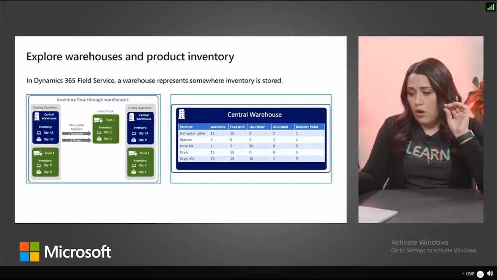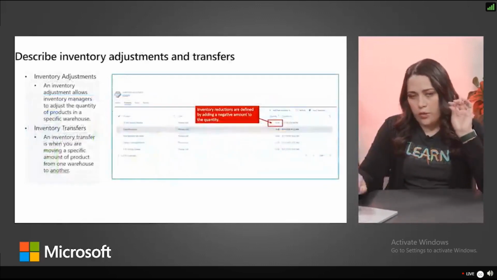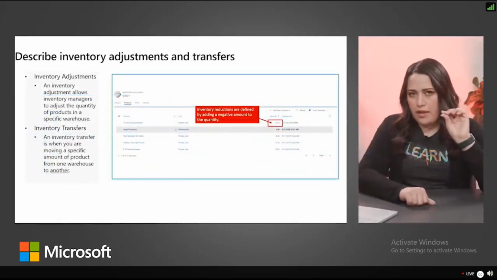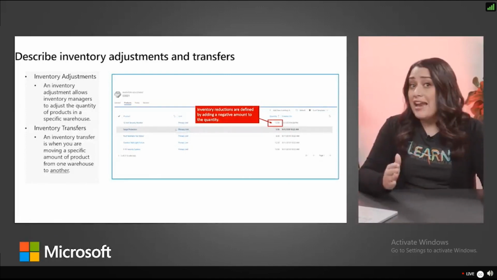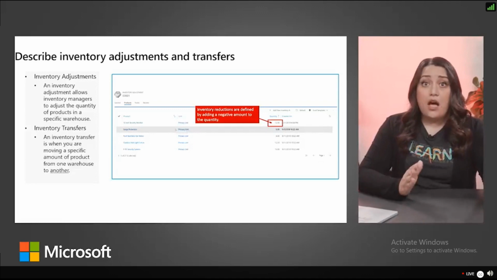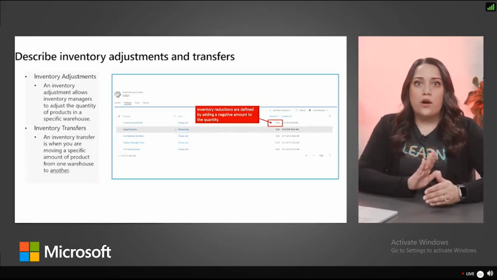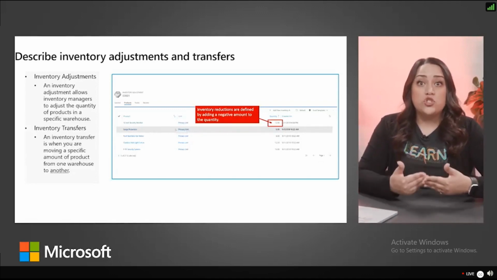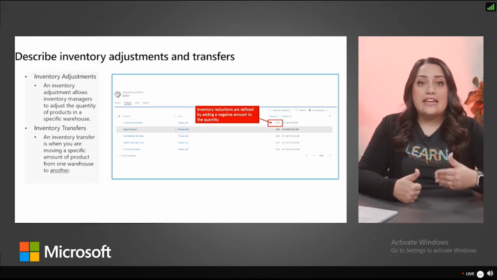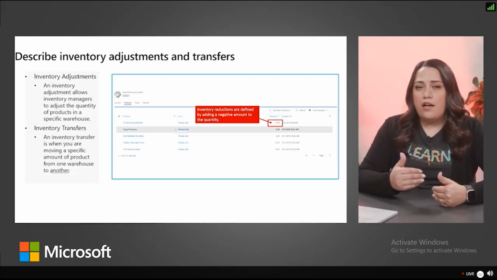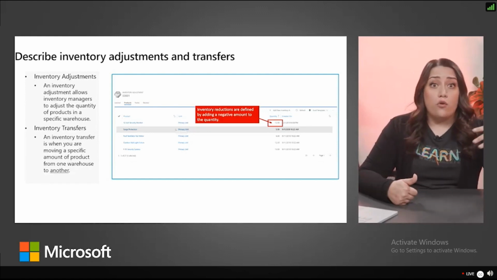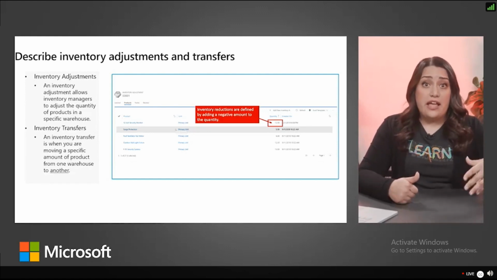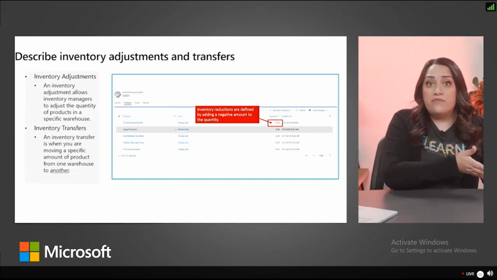And I want to make sure, because I think this is a really important topic, that you understand the difference between an inventory adjustment and an inventory transfer. An adjustment allows your inventory managers to adjust the quantity of a product in a specific warehouse. Inventory adjustments might be used when you add a new truck or a physical warehouse to a building and you're having to populate the inventory in it.